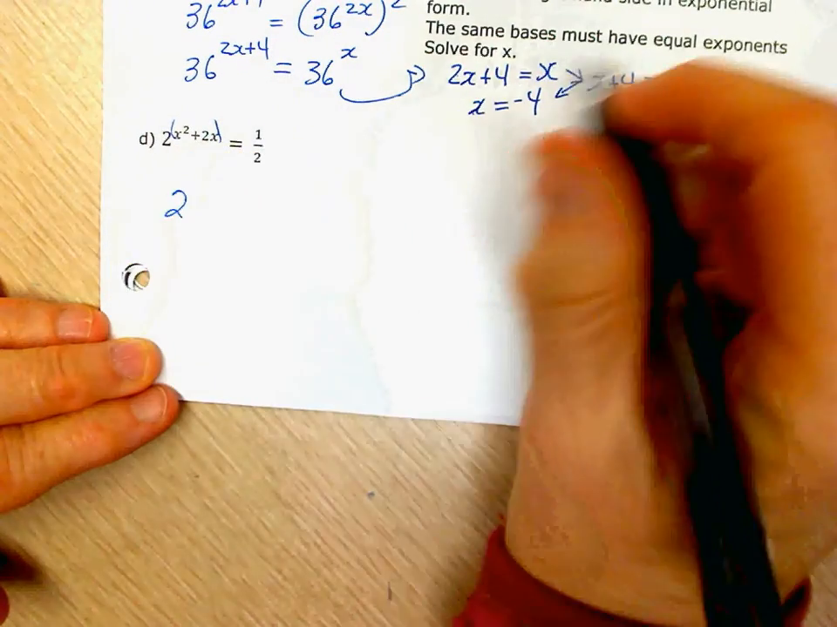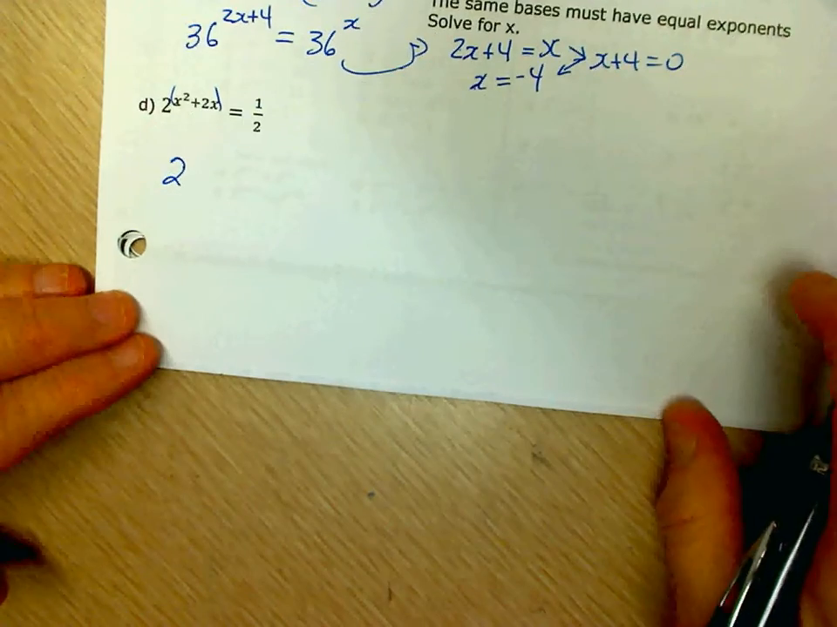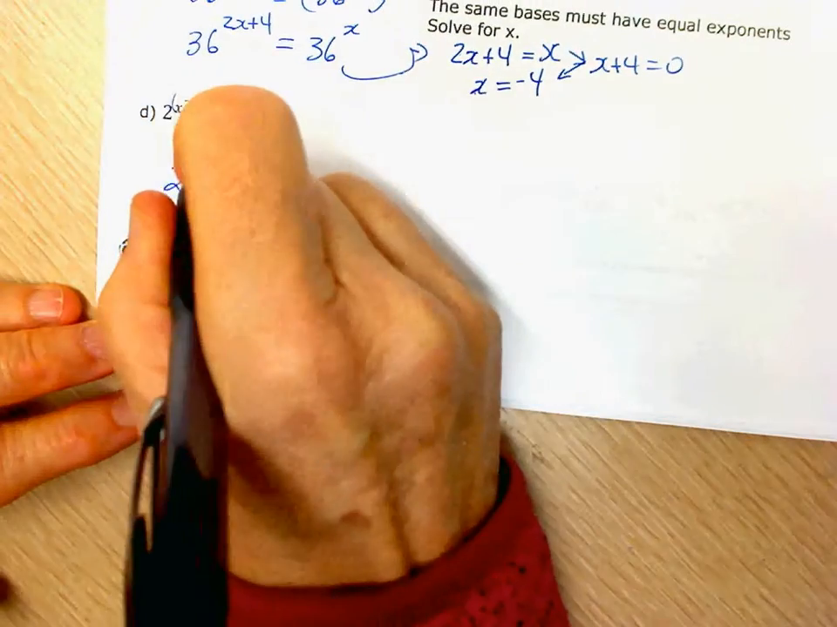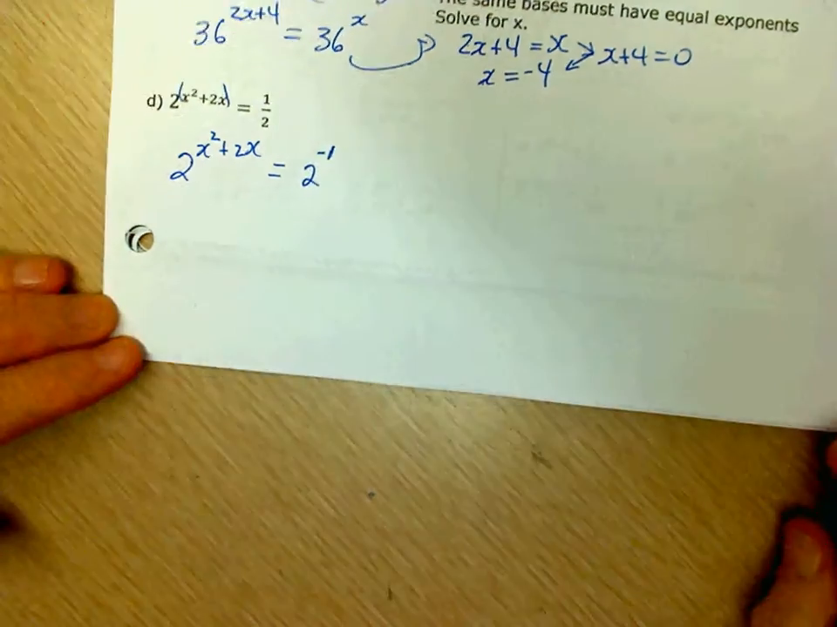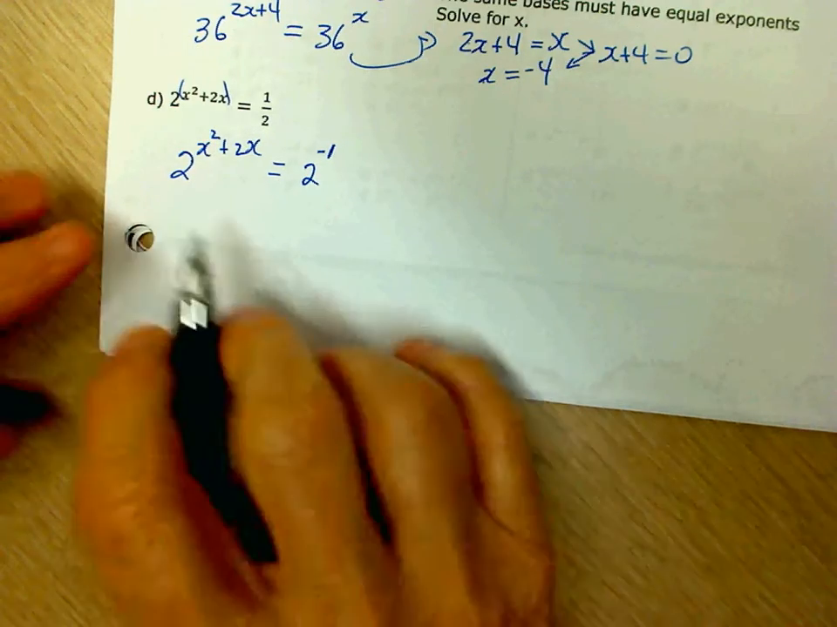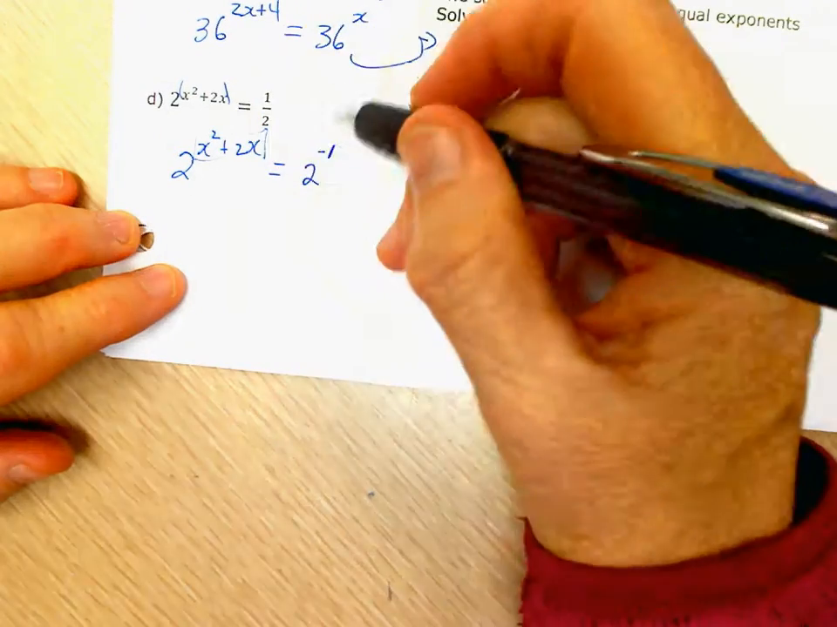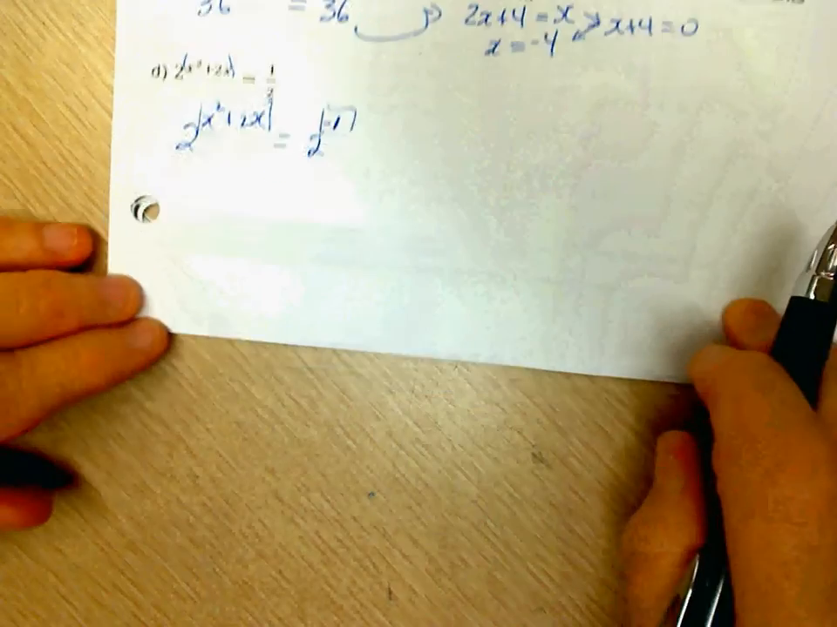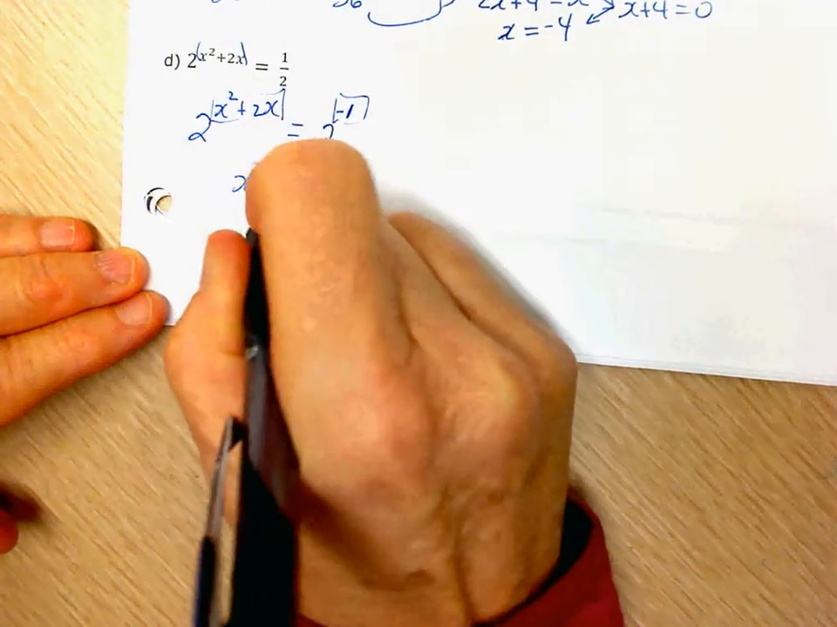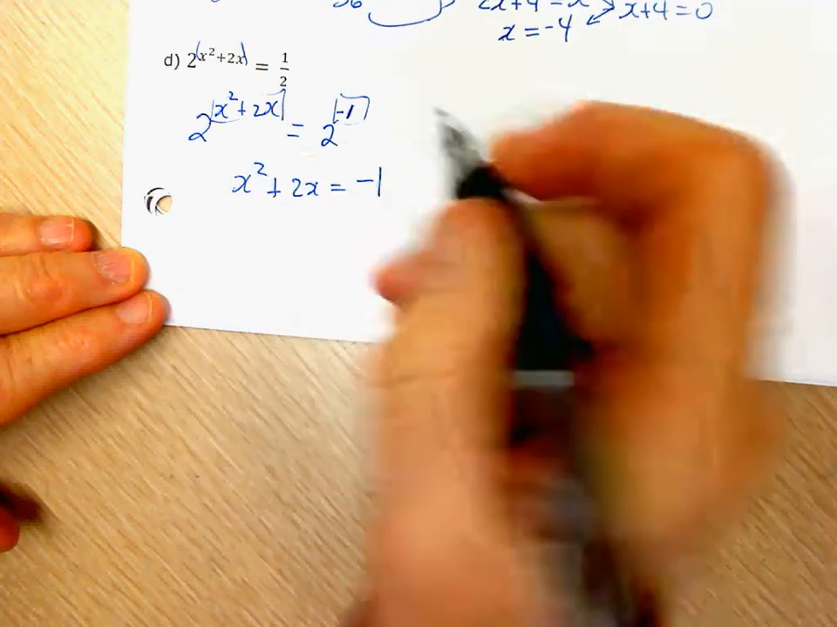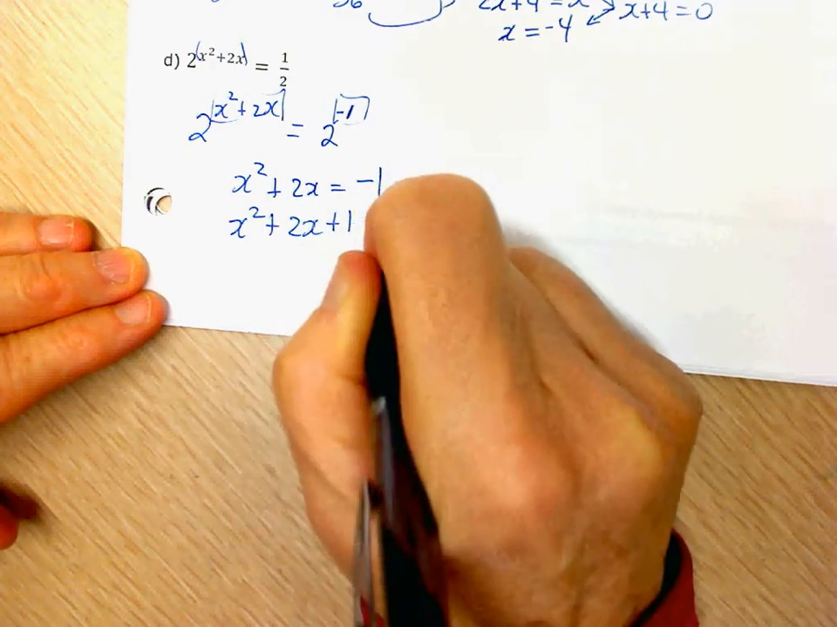I mean, it's easy to wonder where the number came from. So just ask me. This is x squared plus 2x equals 2 to the minus 1. Okay, so you have an equation. The bases are the same, so we can equate this exponent with that exponent. So we'll end up with x squared plus 2x equals -1. x squared plus 2x plus 1 equals 0.